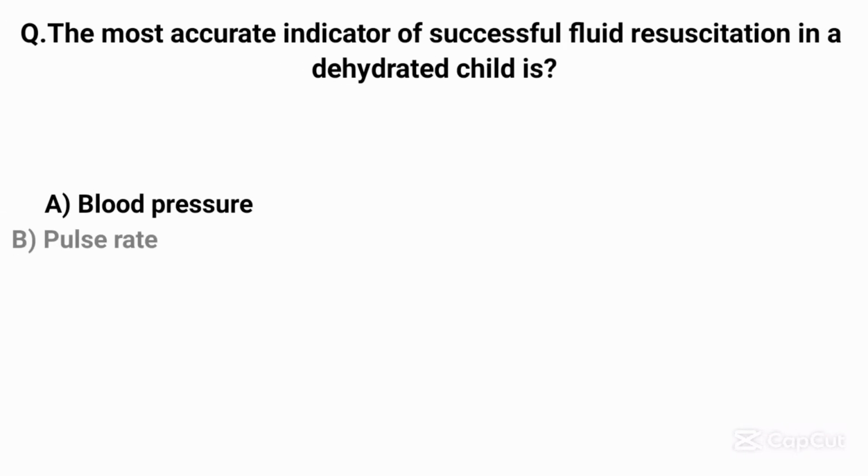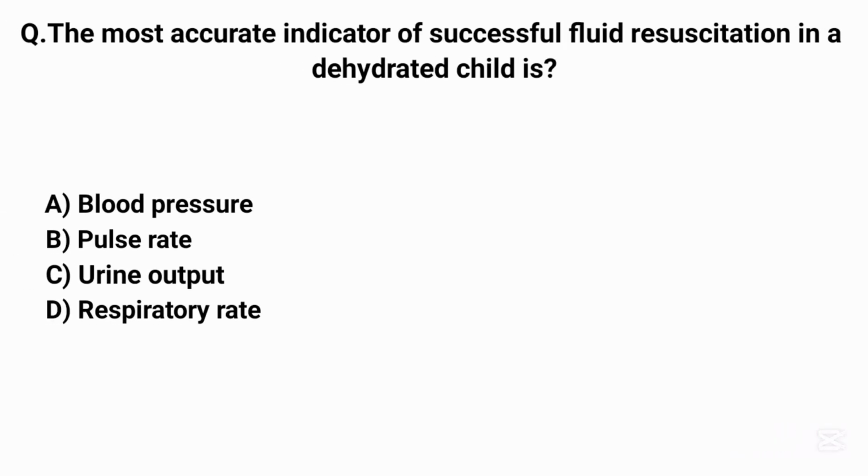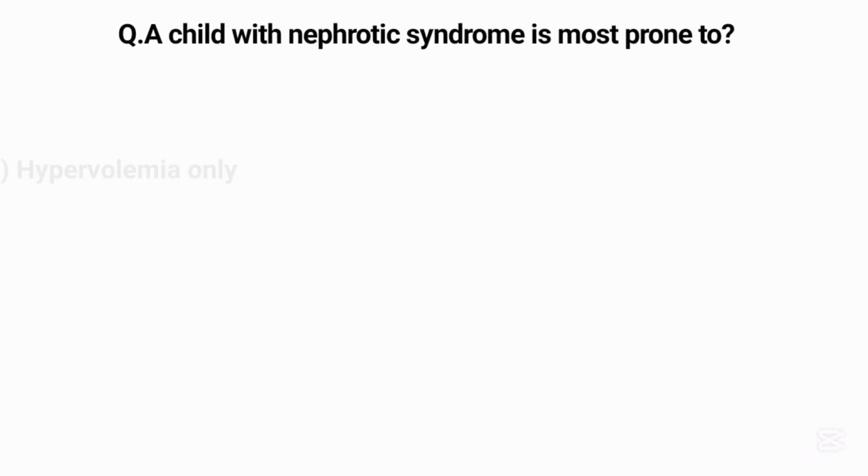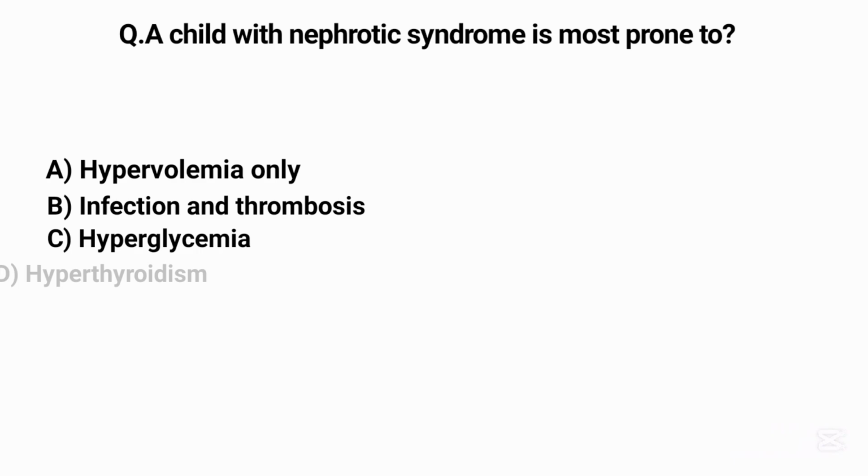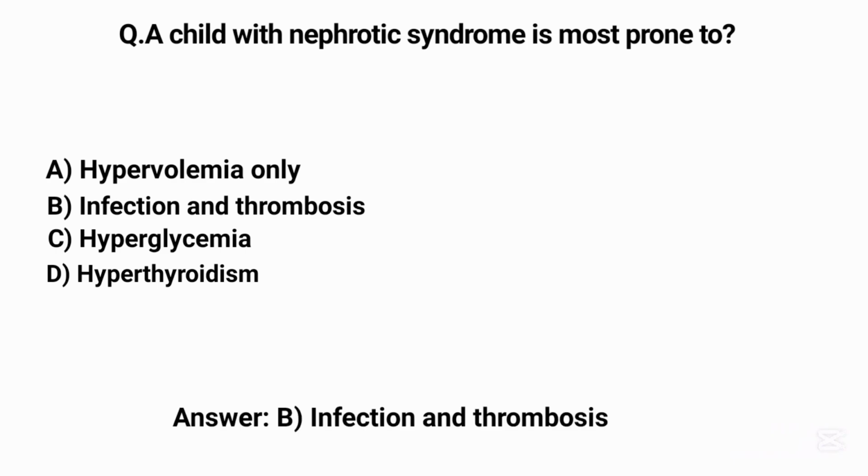The most accurate indicator of successful fluid resuscitation in a dehydrated child is. Correct answer is option C, urine output. A child with nephrotic syndrome is most prone to. Correct answer is option B, infection and thrombosis.